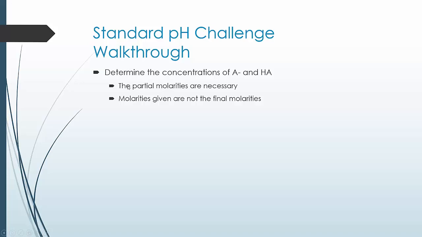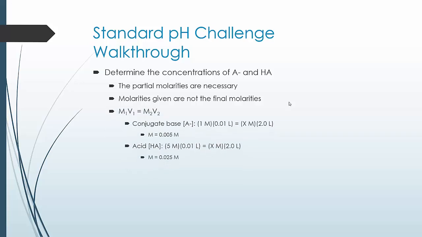We have the partial molarities that are necessary, but the molarities given are not the final molarities. They are the molarities of the materials when they were added to the solution, but not the molarities of the materials once they are in the solution. And so to solve this problem, we need our classic M1V1 equals M2V2. And this is a great little equation. It's all about figuring out a dilution, and it is absolutely perfect for that.